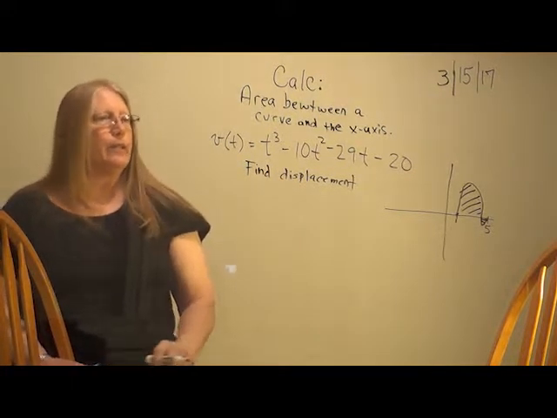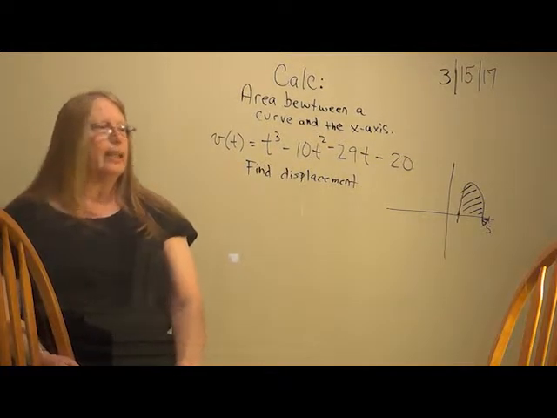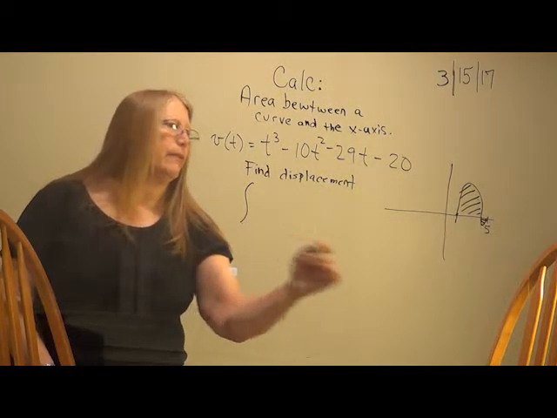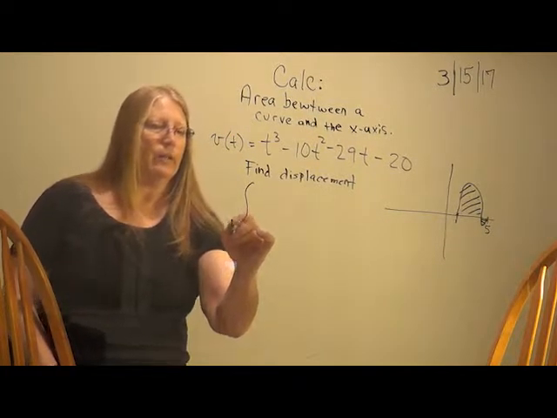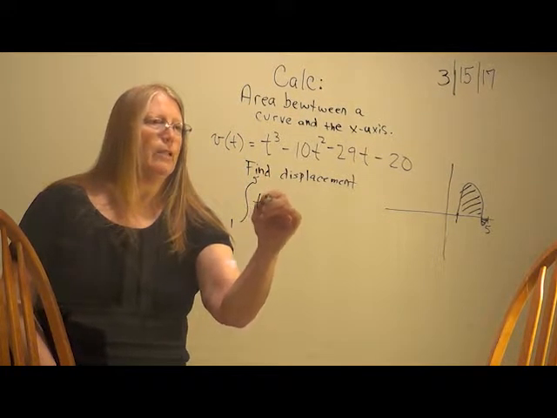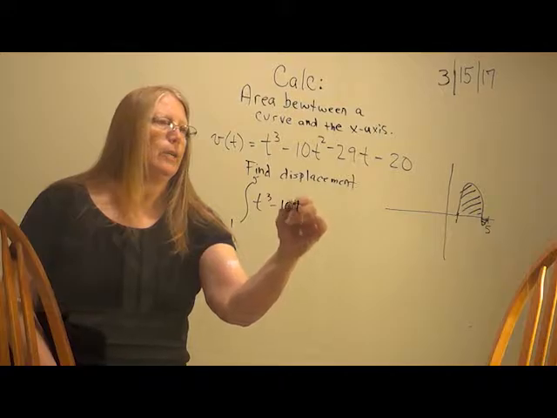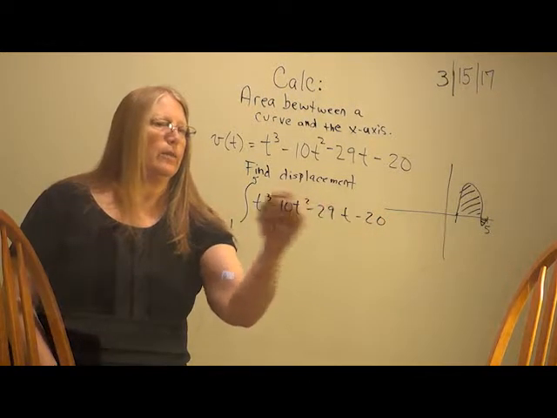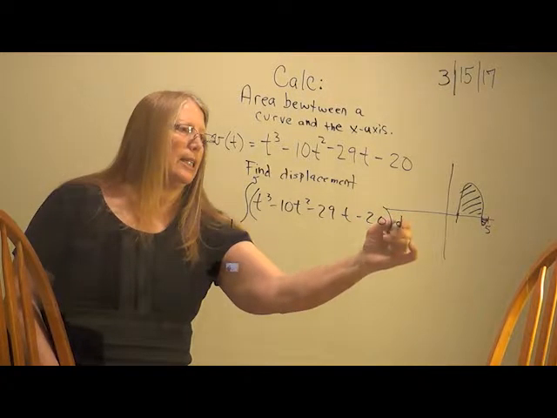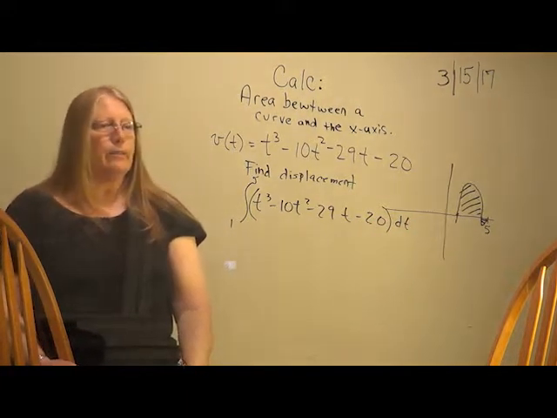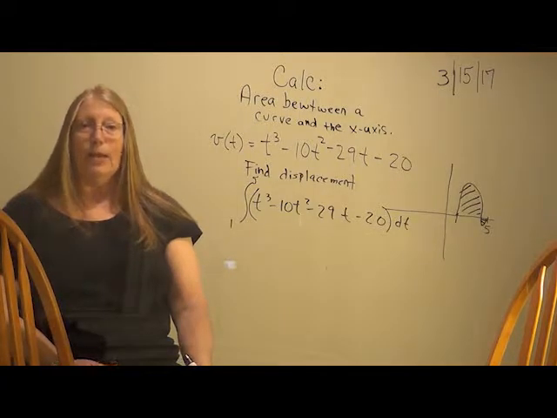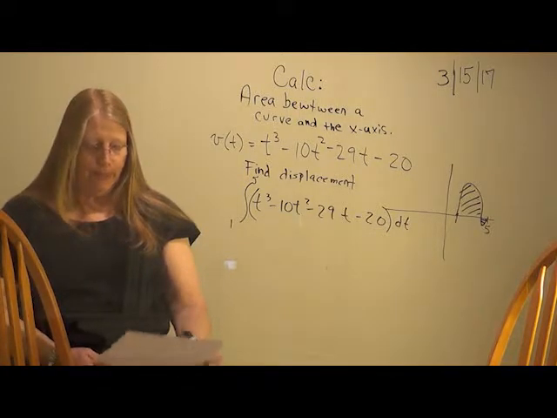So when we're asked for displacement, you can see that the integral can be conducted all the way from the first to the last spot. So 1 to 5 of t cubed minus 10t squared minus 29t minus 20. So we're going to take all of that, dt, find the areas mentioned, and the integral will do all the work of adding and subtracting the way we want it to for displacement.